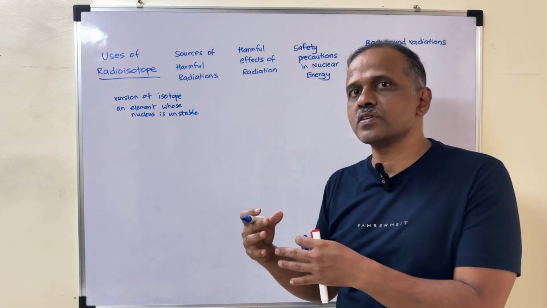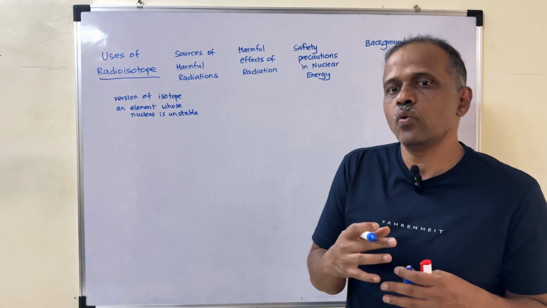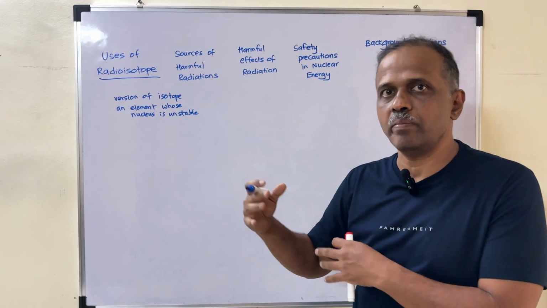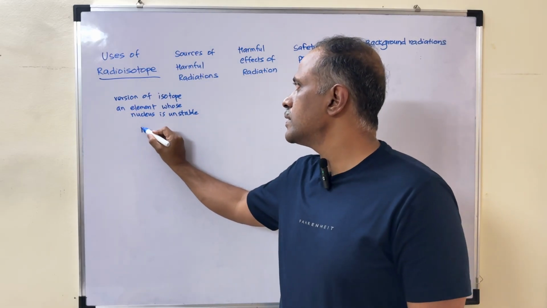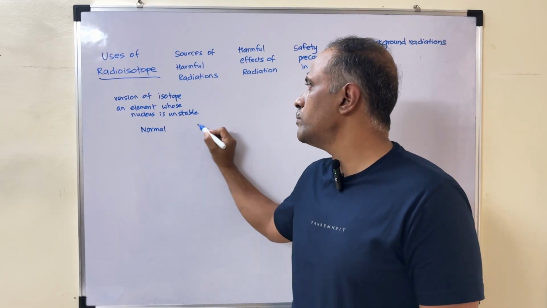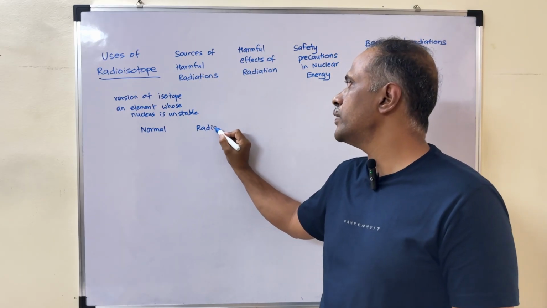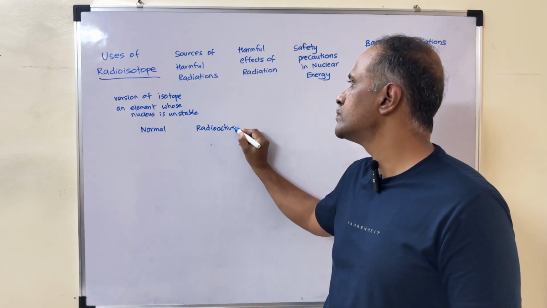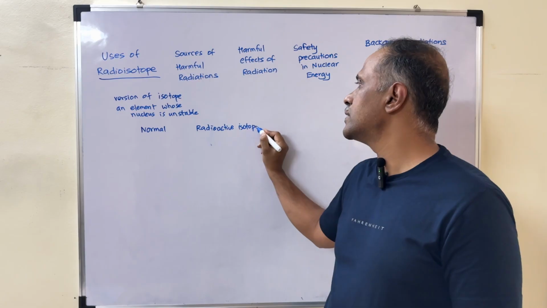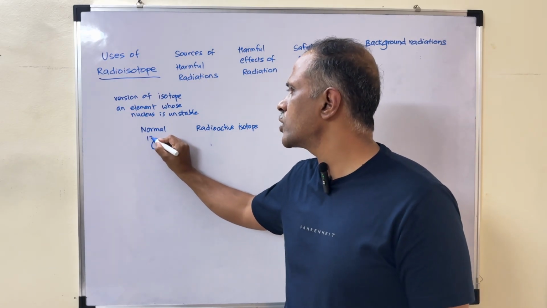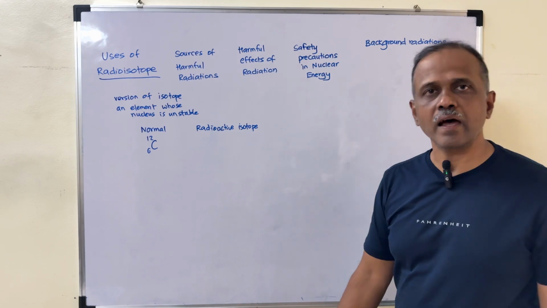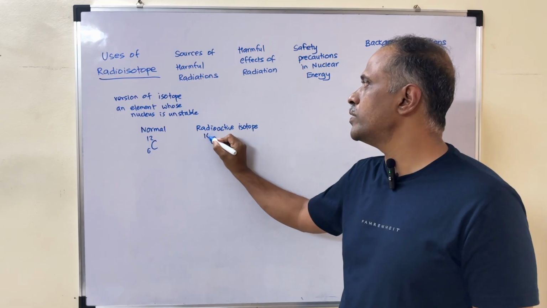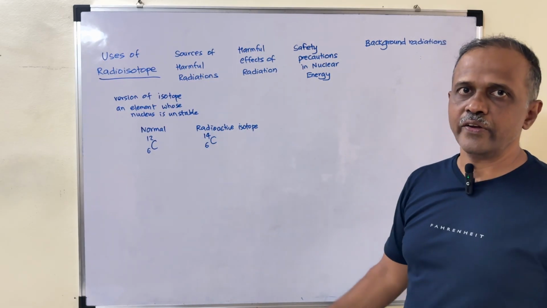Now we want some elements which are otherwise normal, but their isotopes may be radioactive. For example, I will enumerate the normal elements and the radioactive isotopes. The first element is carbon 12, 6. This is a normal element and the nucleus is pretty stable. Whereas the radioactive isotope would be carbon 14, 6. This is the radioactive isotope.